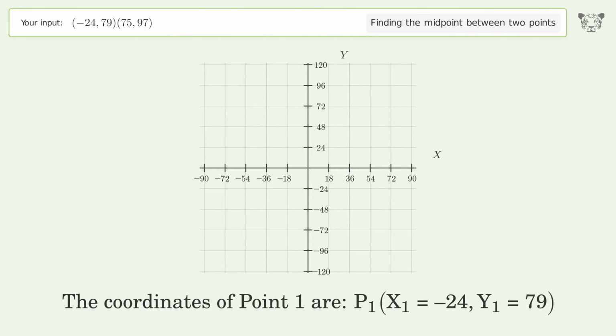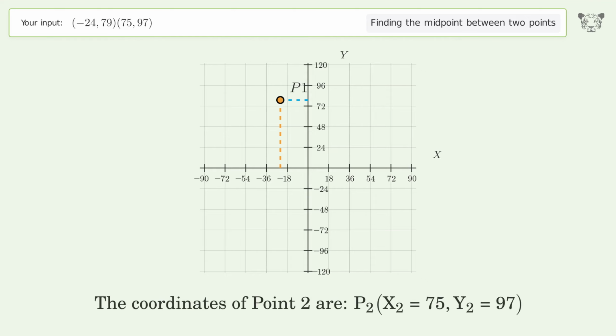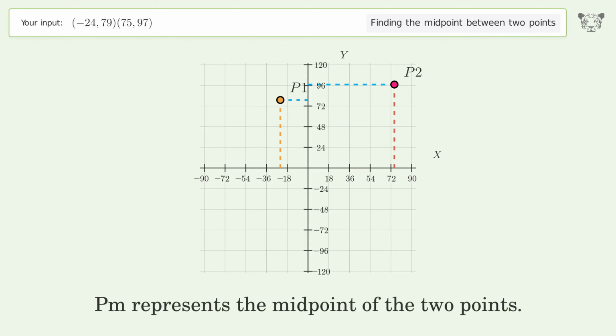The coordinates of point 1 are, x1 equals -24, y1 equals 79. The coordinates of point 2 are, x2 equals 75, y2 equals 97. PM represents the midpoint of the 2 points.